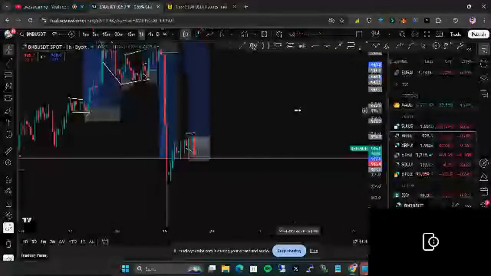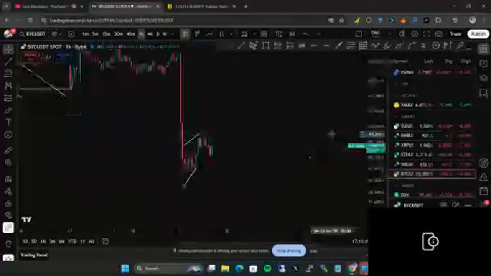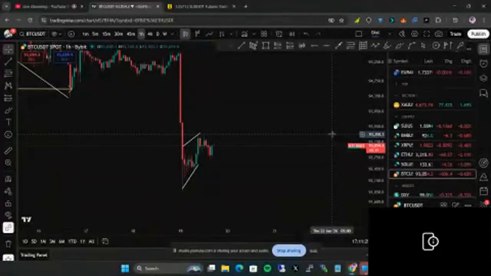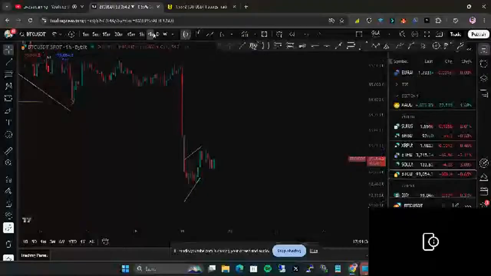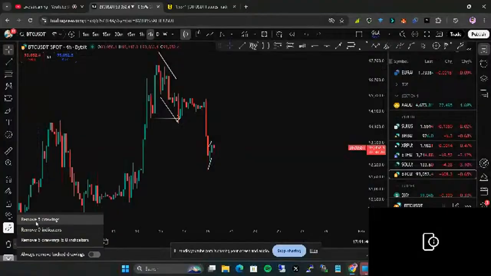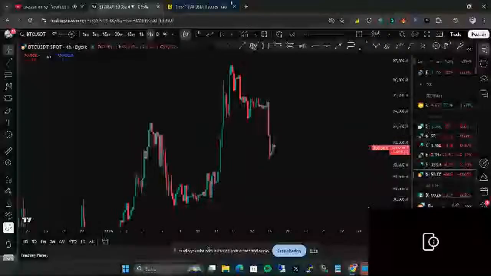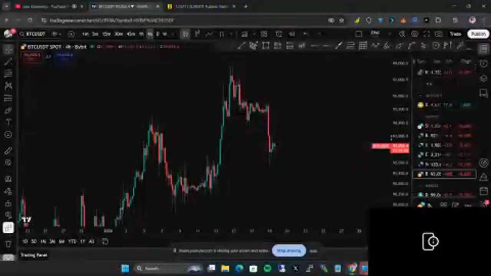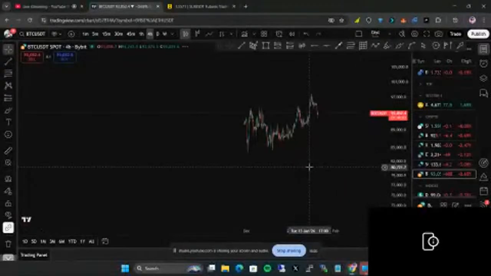BTC USDT, what happened on BTC USDT yesterday, and how we got here. So let's take price back to the 4 hours time frame, and let's clear our chart first so we can start from scratch altogether.